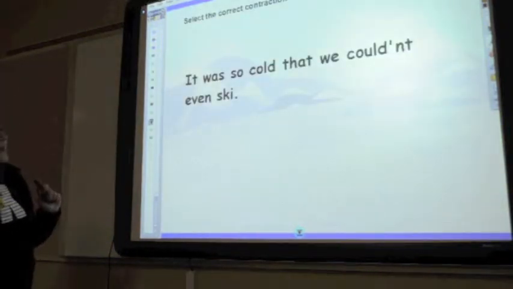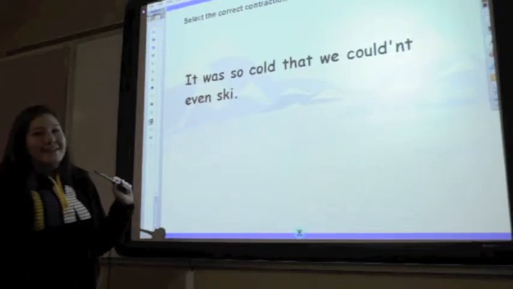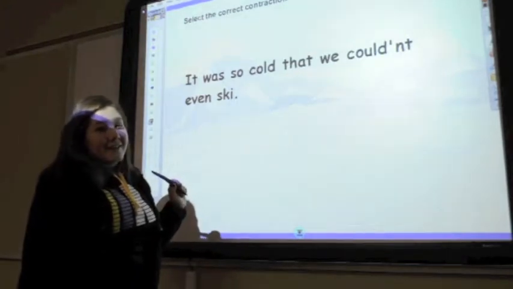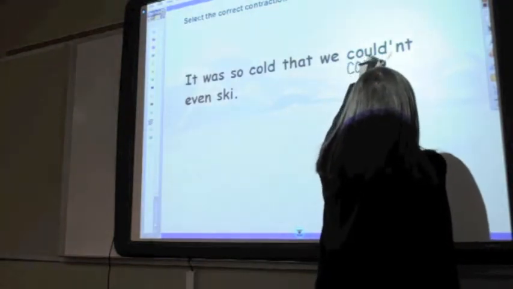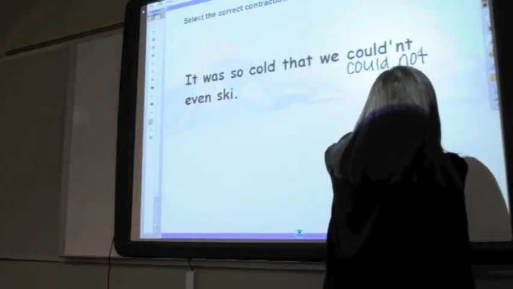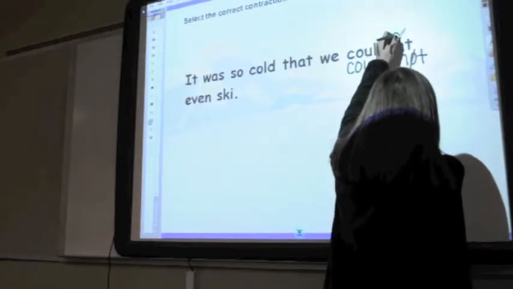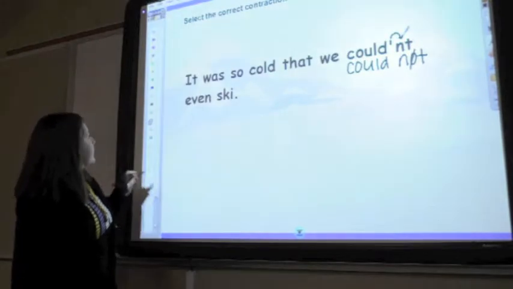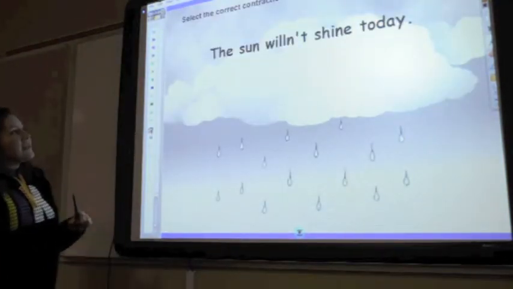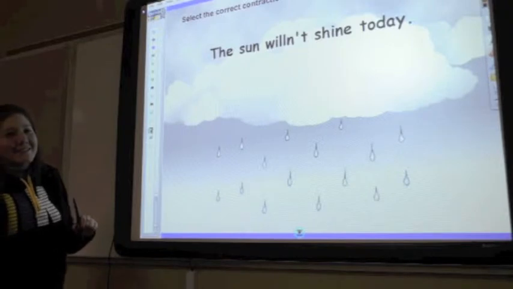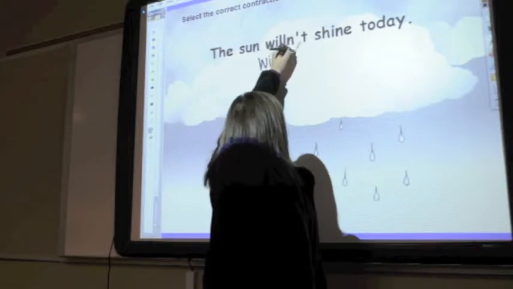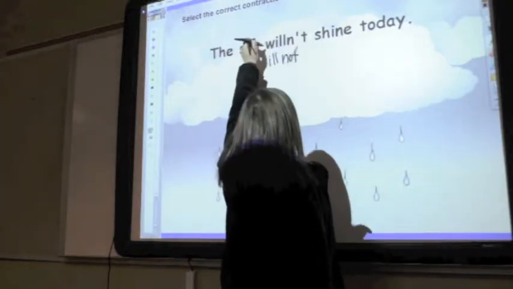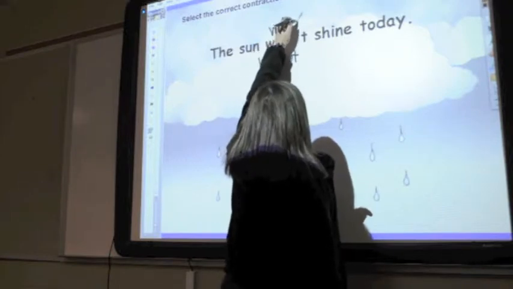Okay, so same for this one. "It was so cold that we could'nt even ski." So what's wrong with that contraction? You have to move the apostrophe behind the N, before the T. Because this is saying "could not." And so remember we said you're going to take out the O and move the apostrophe over there. Okay? "The sun will shine today. It wont." It's "won't," and that is all that's saying: "will not." So that's just one that you have to be really careful about, and we're going to put "won't."